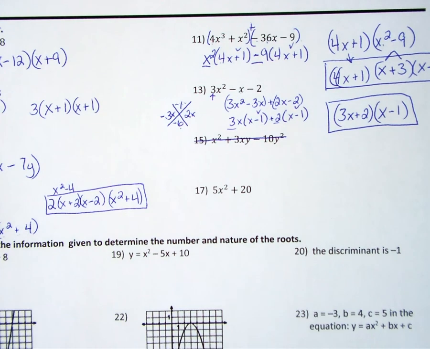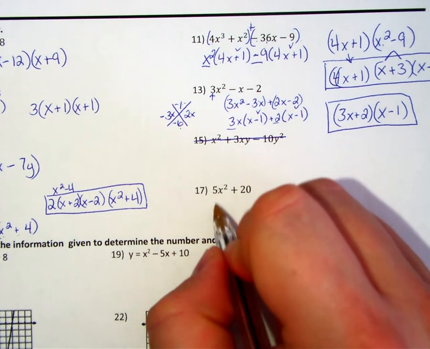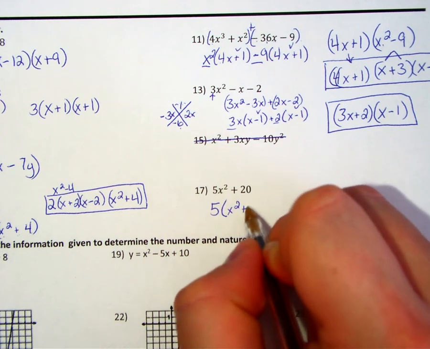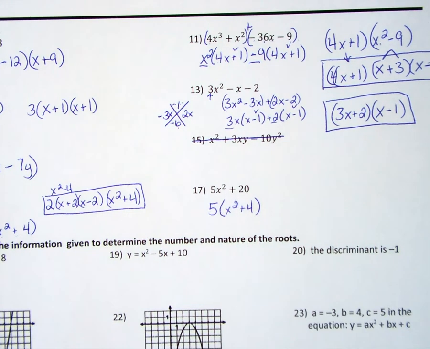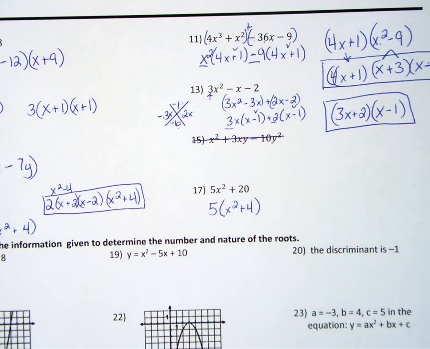Question 17, 5x squared plus 20. We want to first factor out the GCF 5. So 5 leaves us with an x squared plus 4. And the temptation is to say, oh, difference of squares, because I've got x squared and I've got a 4. But we don't have a difference or a subtraction operation sign. So it is not a difference of squares. It is rather just a factor that cannot simplify any further.